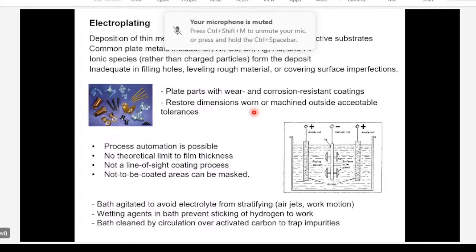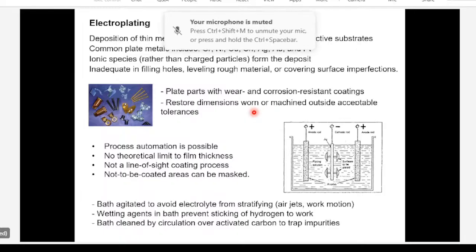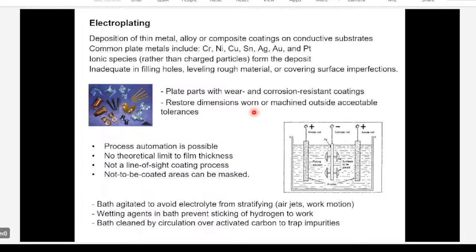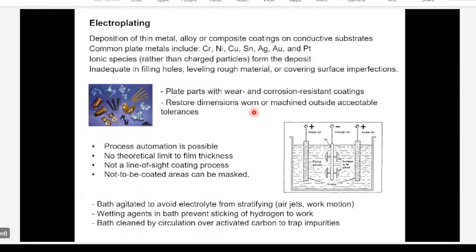Electroplating processes can be automated. There is no theoretical limit to the thickness of the deposit. Because you're depositing conductive metals on a surface, there is no electrical breakdown. And that's a little bit different from powder coatings. In powder coatings for polymers, we use electrical charge and paint particles. And paint particles are insulators.